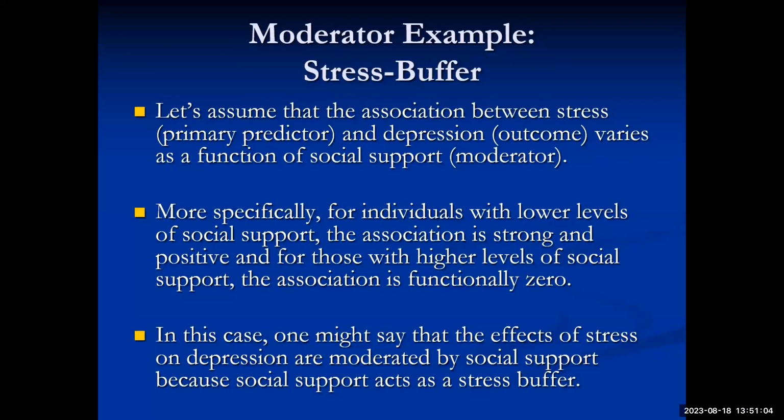I want to walk you through two examples of hypothetical moderators. The first example I label the stress buffer. Let's assume that the association between stress, in this instance our primary predictor variable, and depression, our outcome variable, varies as a function of social support, which is our hypothetical moderator. More specifically, let's assume for individuals with lower levels of support, the association between stress and depression is strong and positive. And for those with higher levels of social support, the association between stress and depression is functionally zero. In this case, one might say that the effects of stress on depression are moderated by social support because social support acts as a stress buffer.